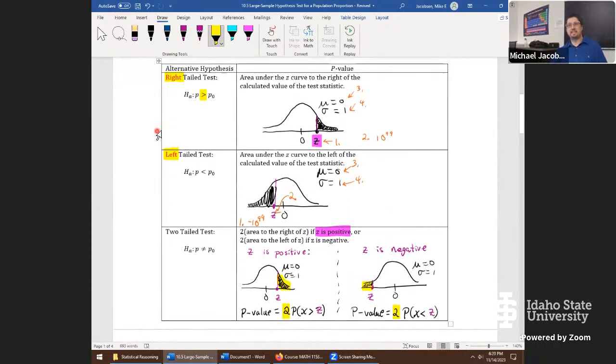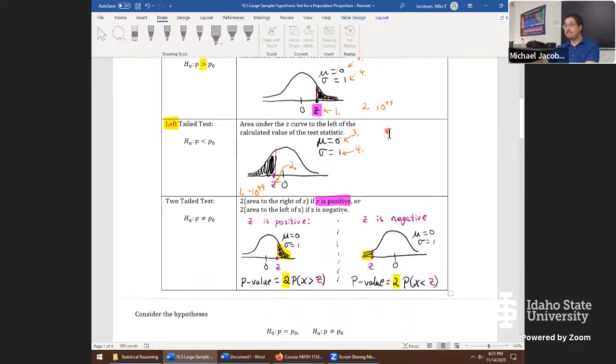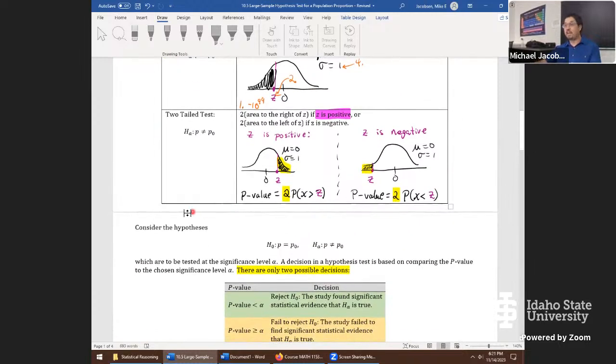The p-value is not as bad as it looks, but it feels like there's a lot of stuff going on because of all these different descriptions, depending on your alternative hypothesis. But that was the purpose of section 6.5. If we get a lot of practice on the normal model, all these things become a little bit easier to get through.